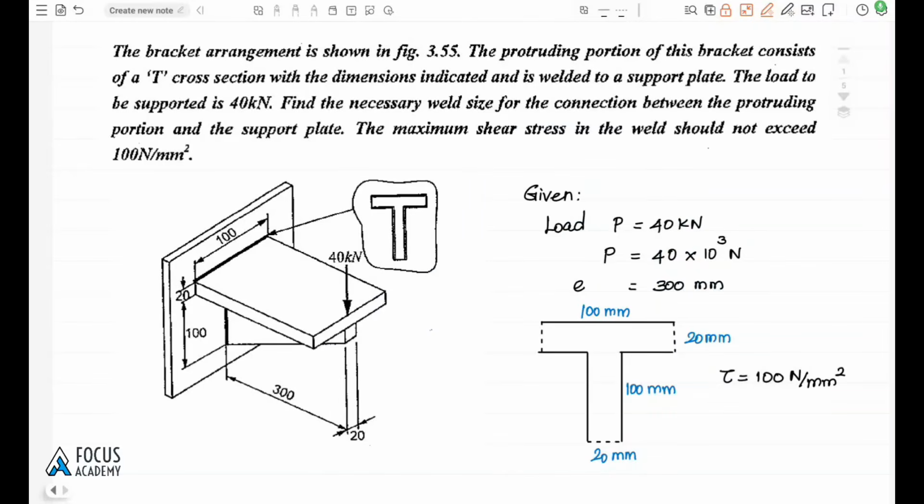In this video we are going to solve a problem in design of welding, particularly eccentric loading. When the load acting plane is perpendicular to the welding plane, how are we going to solve the problem? Okay, let me start the problem now.